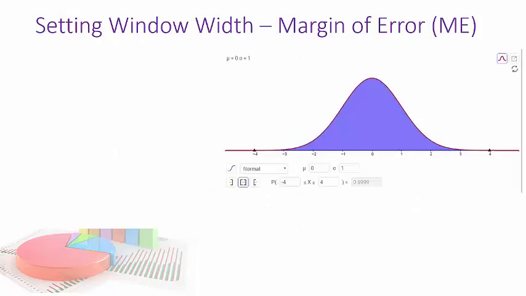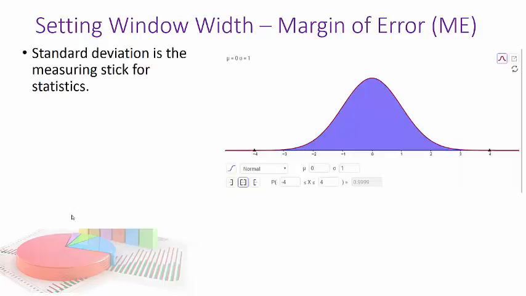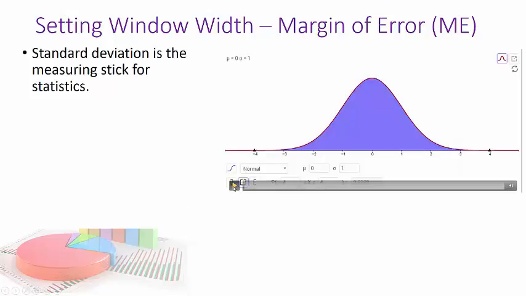So what we could do is use the standard deviation. Remember, that's our measuring stick for statistics. And what we could do is try and look at different standard deviations or different numbers of standard deviations.